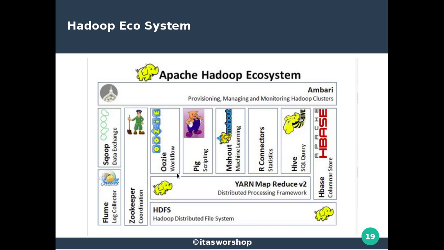Oozie is your workflow, and Sqoop is used for data exchange between MySQL database and your Hadoop system. Zookeeper is maintaining coordination between different nodes, and Flume can be used as a log collector or for streaming your data. Like, if you want Twitter data to be streamed into HDFS, you can use Flume in that use case. So these are different projects working under the umbrella of the Hadoop ecosystem.